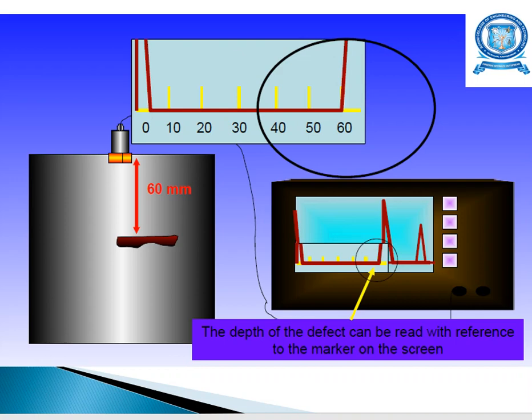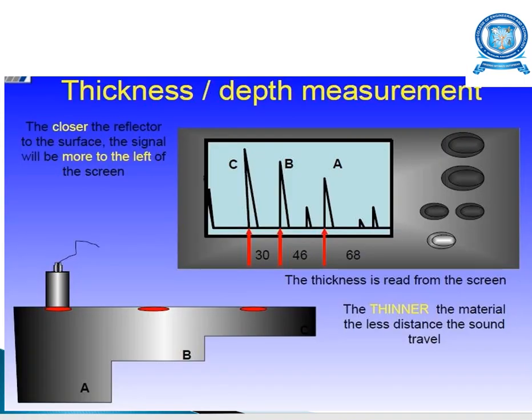Likewise, you can find out the distance at which the defect is present from the top of the test specimen. And using this method, the thickness or depth of the test specimen can be measured. Here you have different thicknesses of the test specimen, mentioned as A, B, and C. This thickness is read from the screen. So the thinner the material, the less distance the sound waves travel.